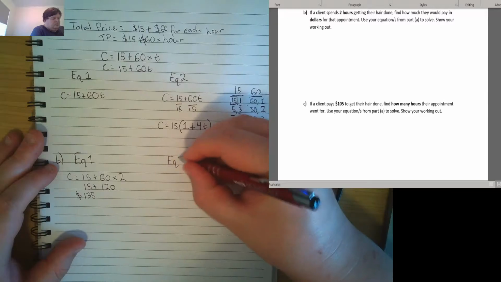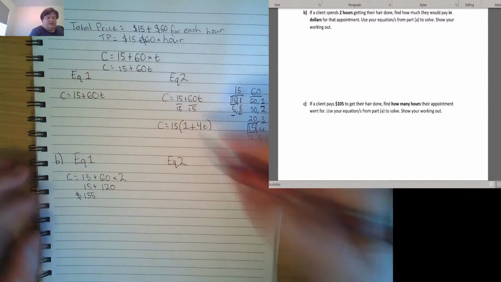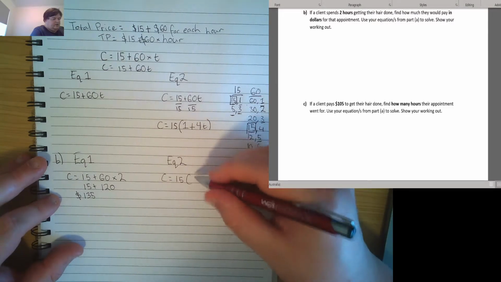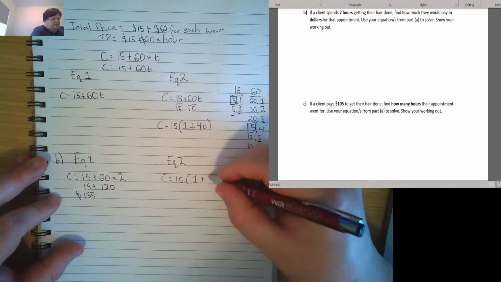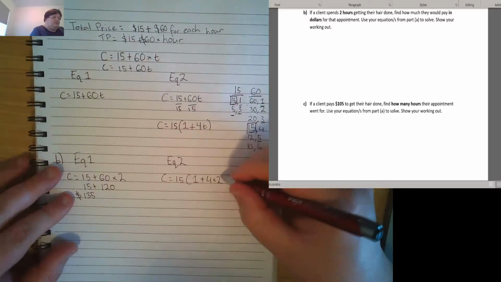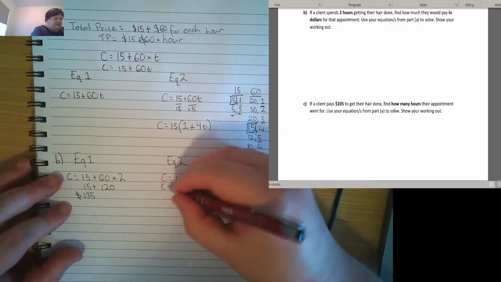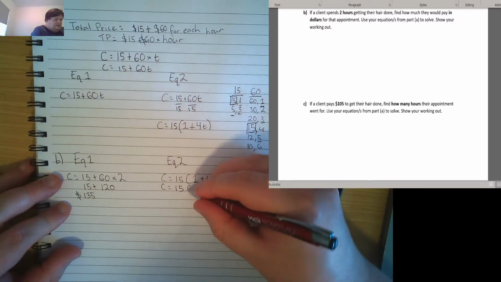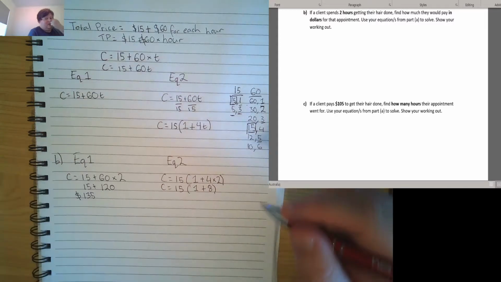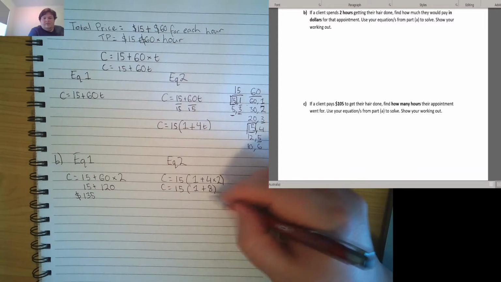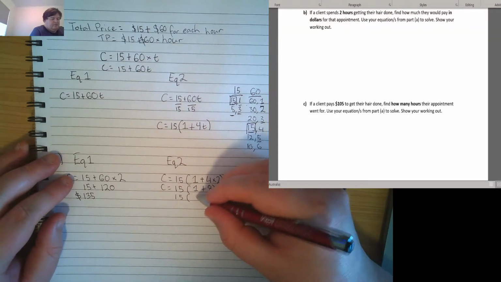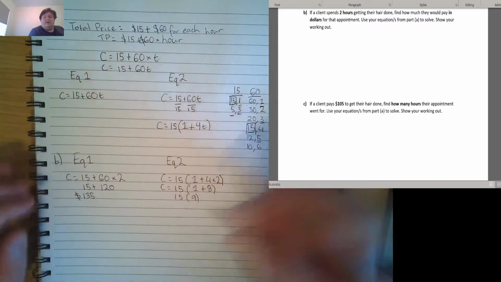Equation 2, we'll use this one here. So we have our cost equaling 15, open bracket, 1 plus 4 times 2. All right, so we got that there. So C equals 15, open bracket, 1 plus 4 times 2 is 8. And now I can actually do this plus. So 15, open bracket, 1 plus 8 is 9, and I'm left with that.